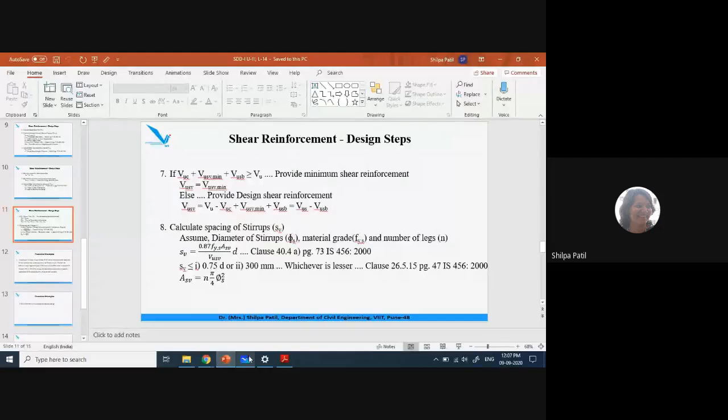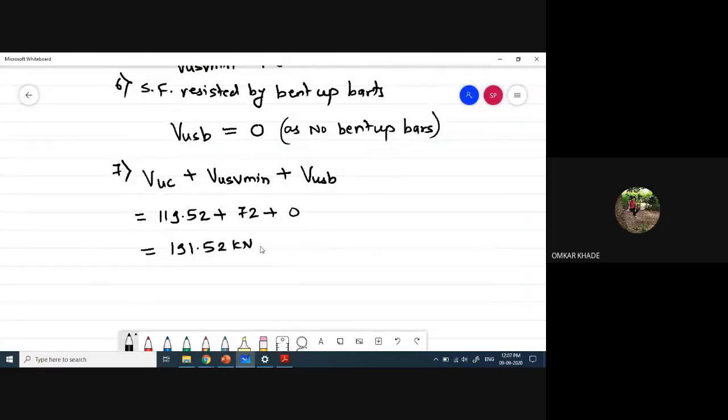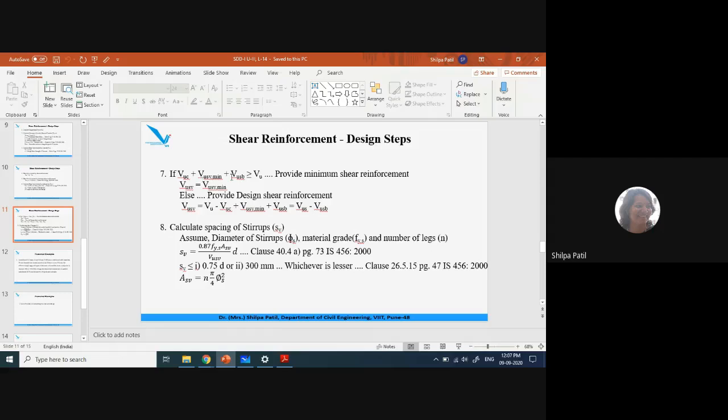So what is our case now? Let us compare this value with the VU. See here. If the total shear force resisted by the concrete, the minimum reinforcement and bent up bar is coming greater than the total shear force, that is, whatever concrete we have provided, the minimum shear reinforcement, and the shear force resisted by bent up bars, if that total force is greater than the actual shear force, then there is no need to provide a separate design of shear reinforcement. Is it clear to you now?